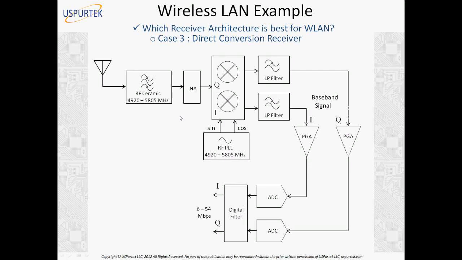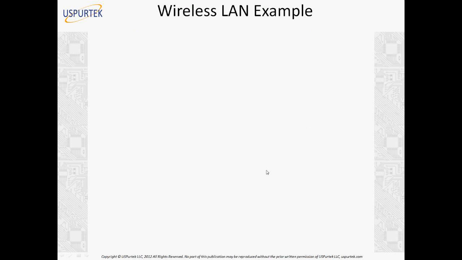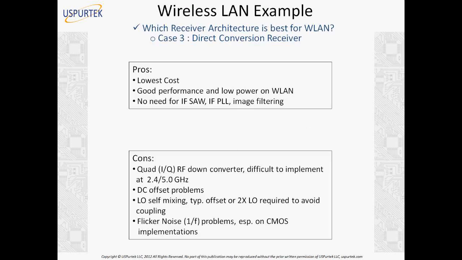So what are the pros and cons of direct conversion receivers? Lowest cost, because you have very few elements. Good performance and low power on wireless LAN. No need for expensive IF SAW and IF PLL or image filtering. What are the cons? The quad IQ RF down converter is difficult to implement, but now CMOS implementations are available. With the latest advances in CMOS fabrication techniques, there are quad IQ RF down converters which are implemented in CMOS. But of course, you will have DC offset problems.